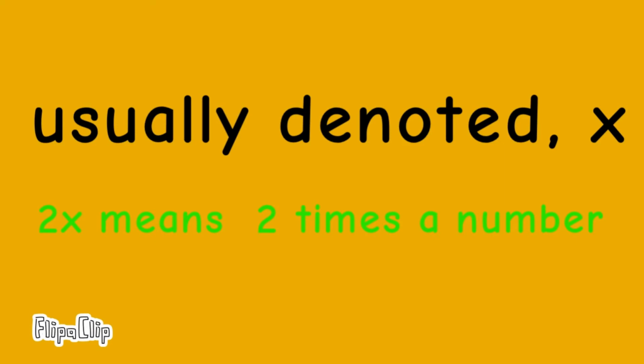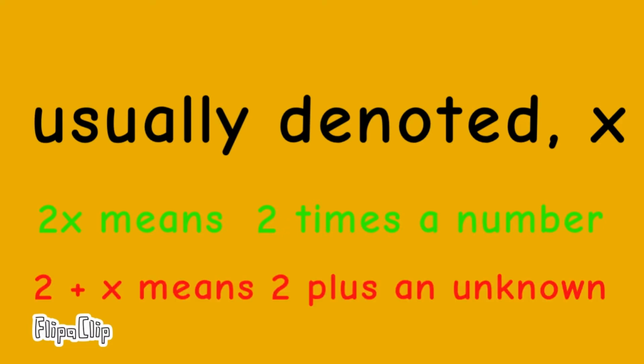So whenever you see 2x or any number x, no need to get scared. It simply means 2 times a number that we don't know. Probably we will be required to find that number. Likewise, should you ever come across 2 plus x, that also means 2 plus a number that we don't know.